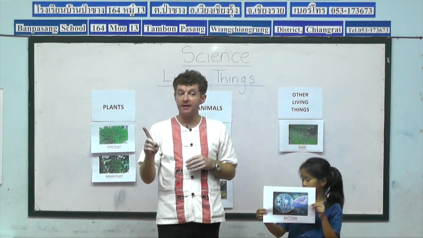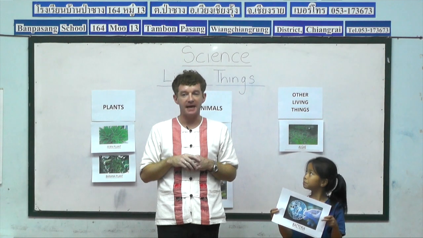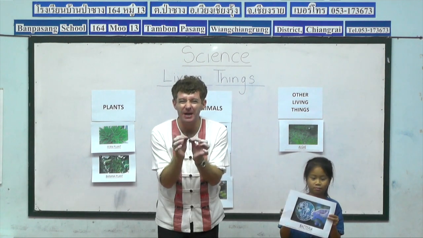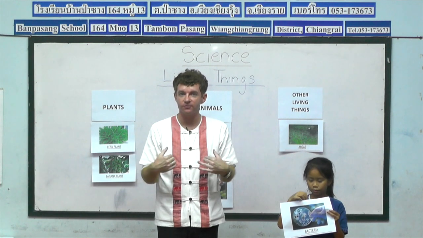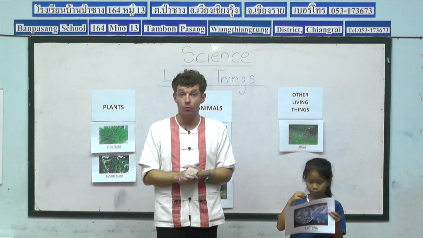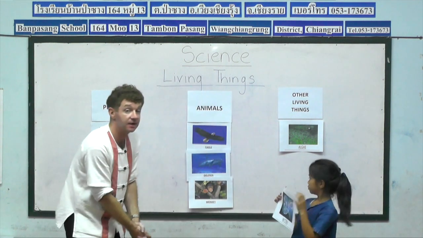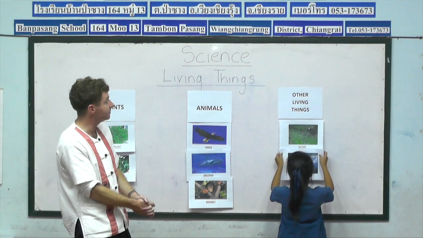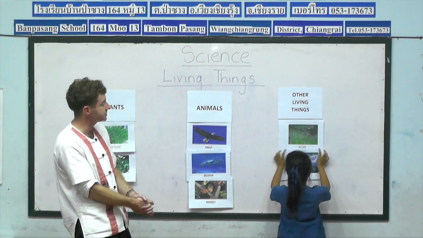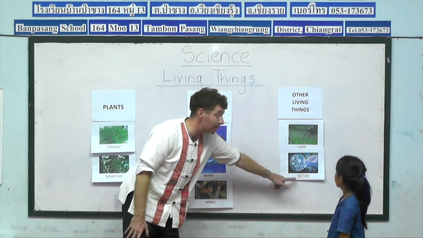But do you think there is any bacteria in the room now? Yes, everywhere. Bacteria is so small, you can't see it. It's inside us and it's on other things in the room, living and non-living. But what type of living thing is bacteria? Other living things. Excellent, Prel. That's perfect. So can we say bacteria?